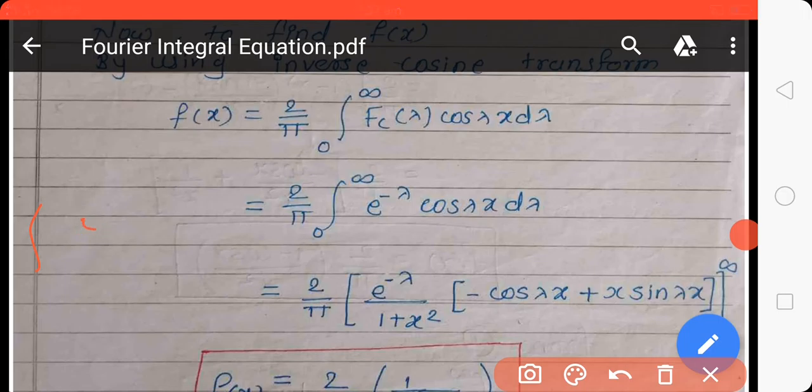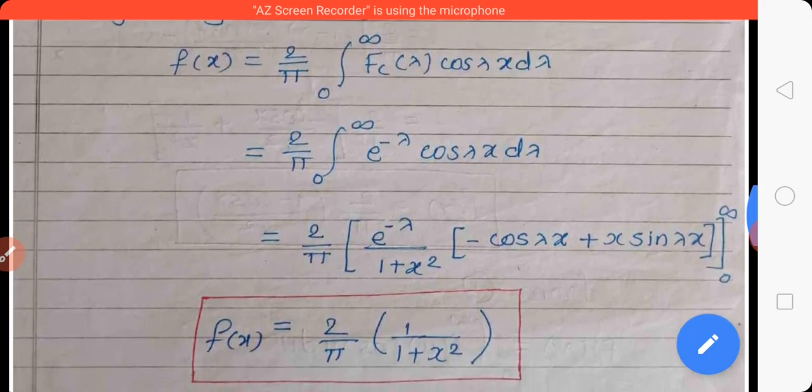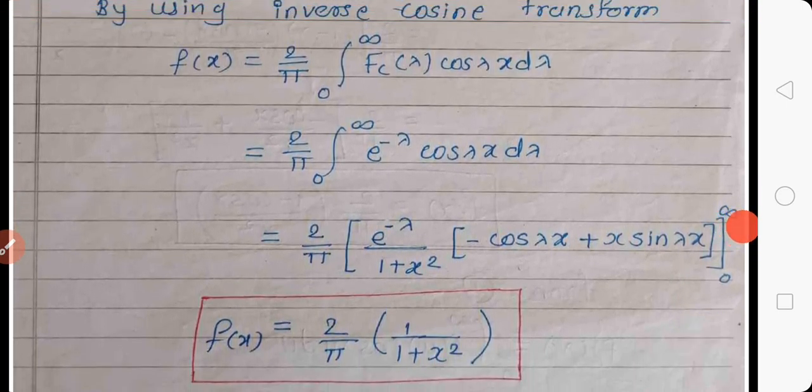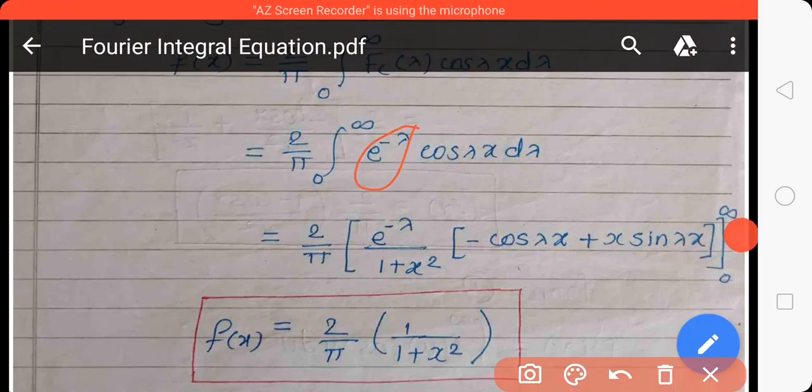Integration of e raised to ax into cos bx is equal to e raised to ax upon a square plus b square into (a cos bx plus b sin bx). Therefore we use the formula, we got the value. Here a is equal to minus 1 and b is equal to x, because here integration is with respect to lambda, therefore x is the variable.